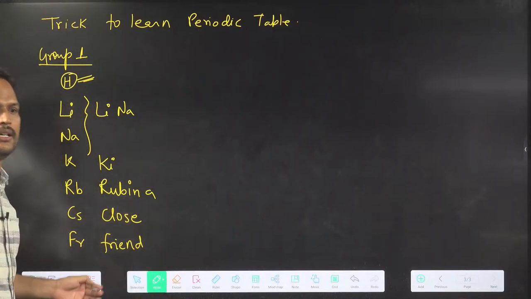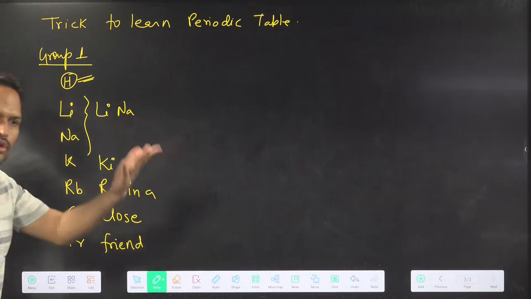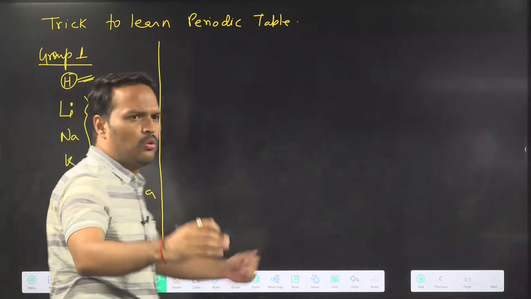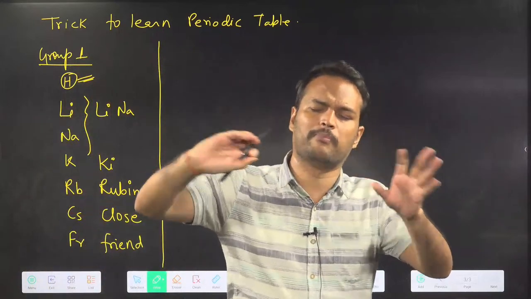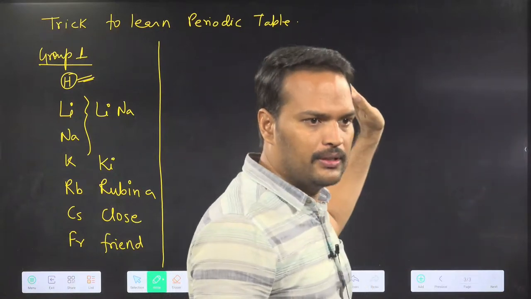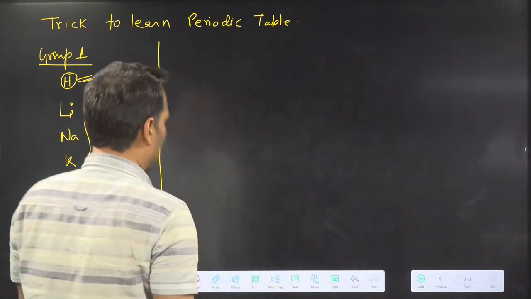Close friend you can write, class friend you can write, your choice. We have many options. Some people, those who are having their own shortcut, no problem, you remember it. Those who are not having any shortcut, they can use this. Okay? Very good, Shuhashrita.